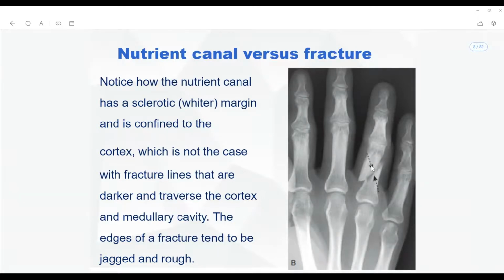Yes, this is a complete fracture. That's correct. Okay, this is a complete fracture. Can you tell me which number phalanx this one is?